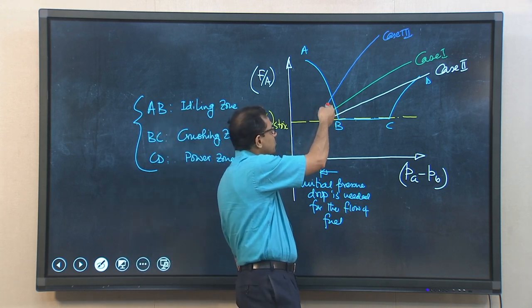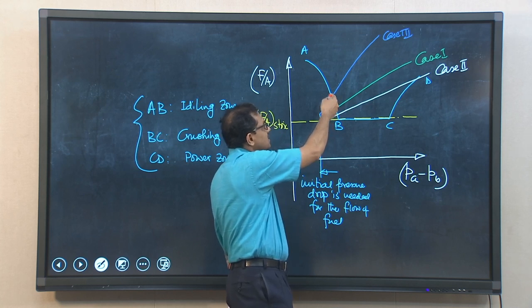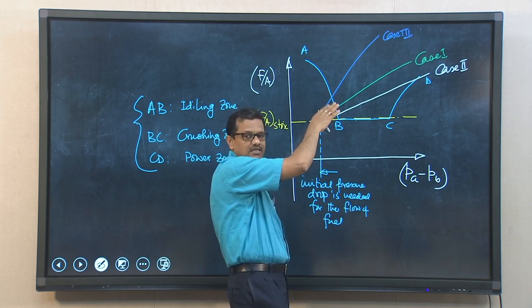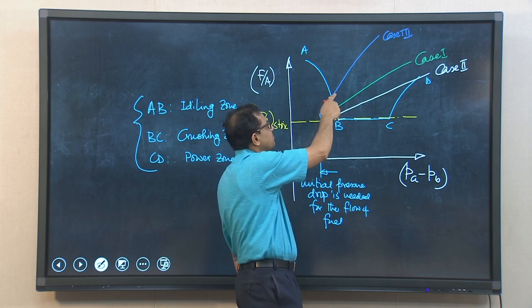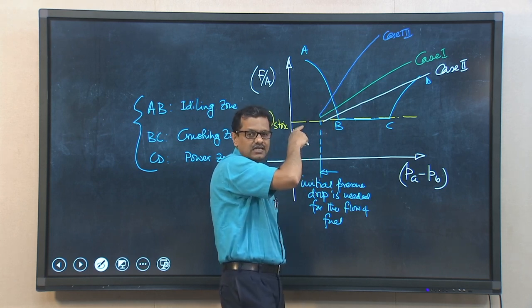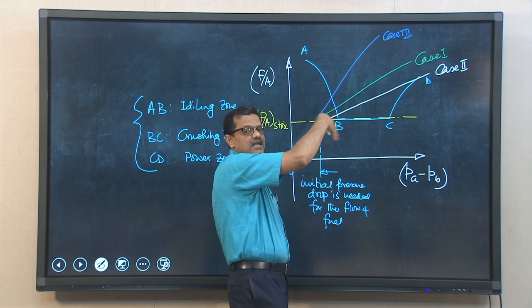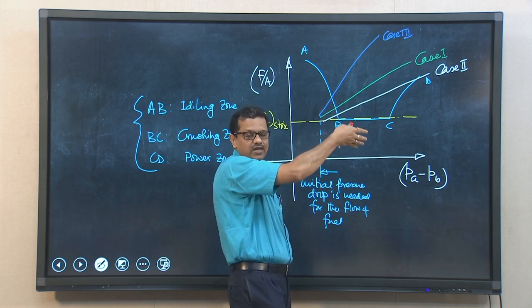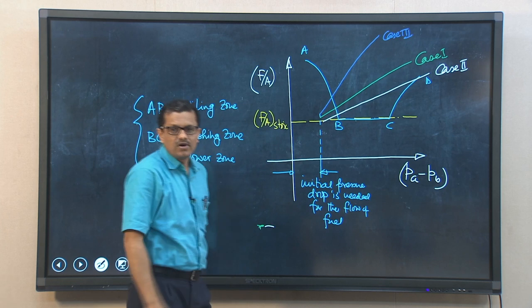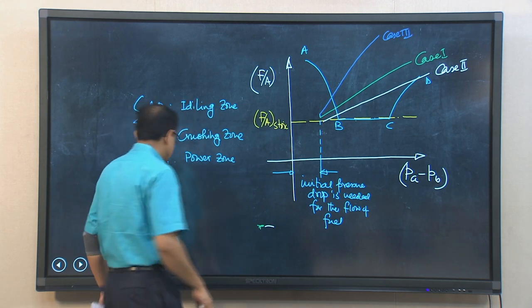But if we run the engine following case 3, if we design the carburetor in such a way that it is running following this curve shown in case 3, in that case it cannot enrich by supplying more fuel that is needed during warm up or starting. So, this is one of the limitations.